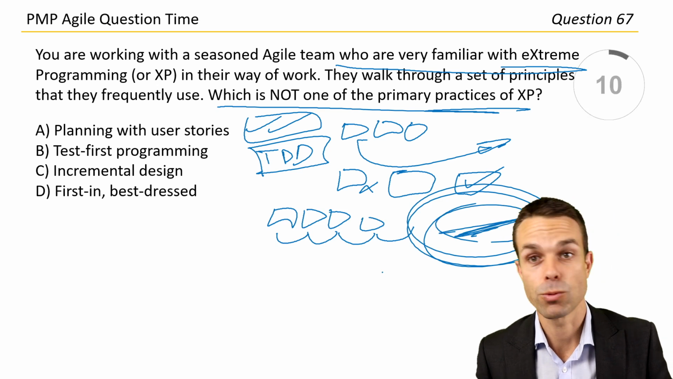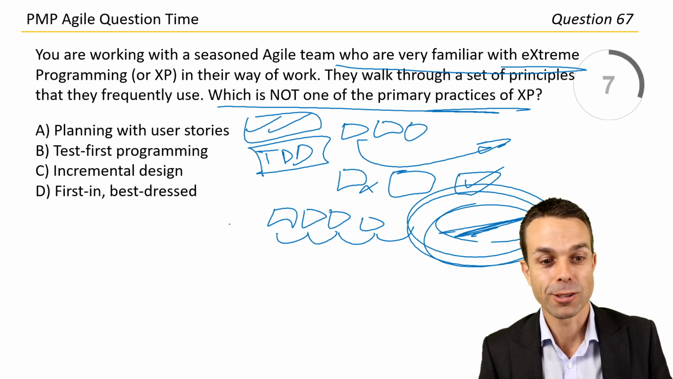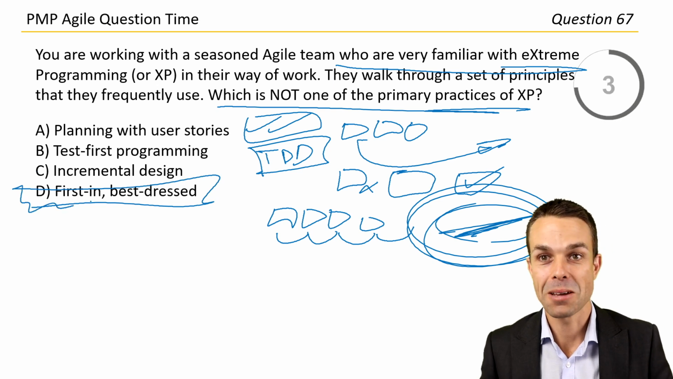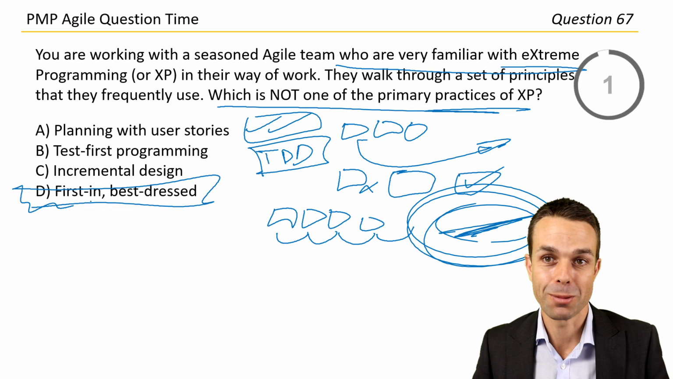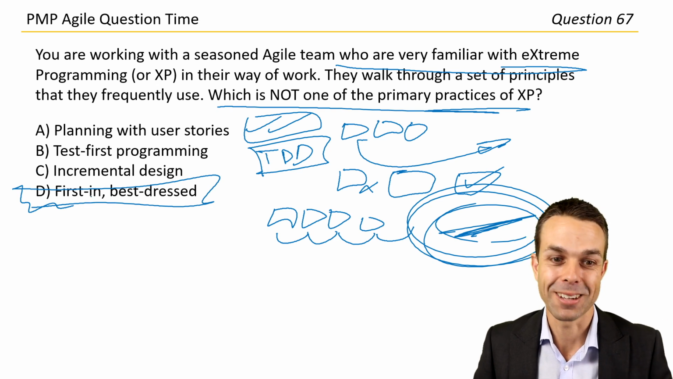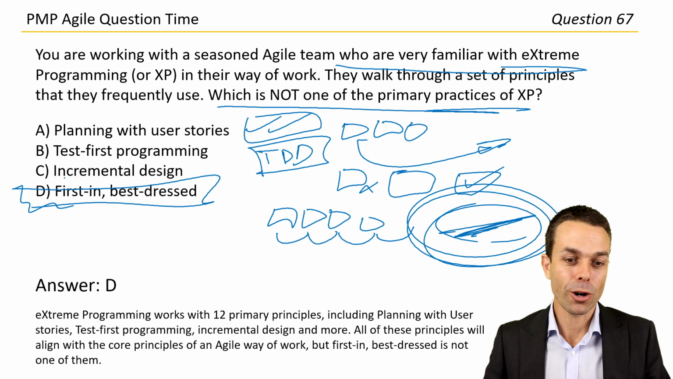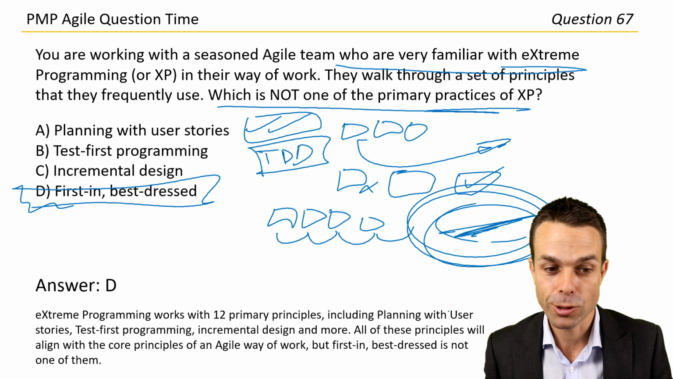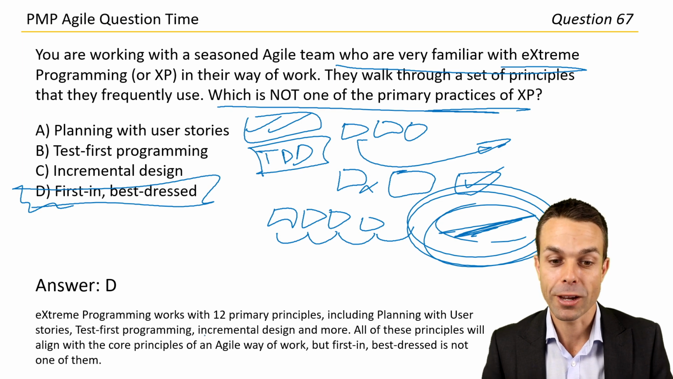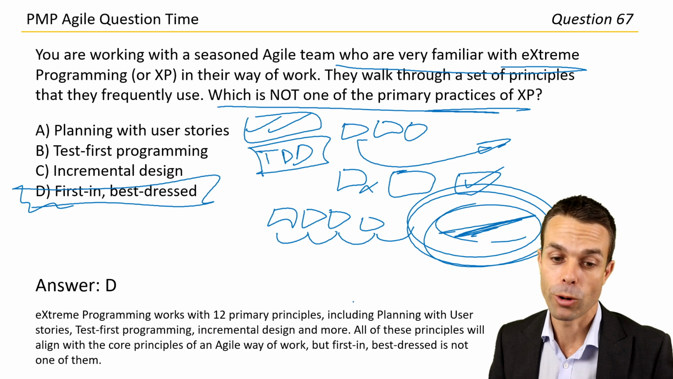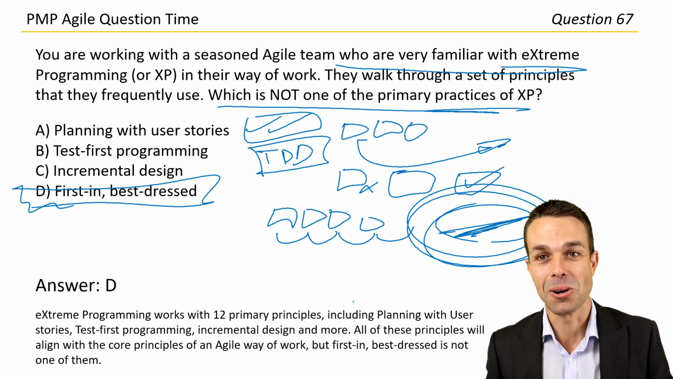Of course, that's waterfall. Last, first in, best dressed. That one, that's a saying, but it's not an agile or an extreme programming saying. So let's go with D as the incorrect answer. Here we are. Extreme programming works with 12 primary principles, including planning with user stories, test-first programming, incremental design, and more. All of these will align with the core principles of an agile way of work, but first in, best dressed is not one of them.